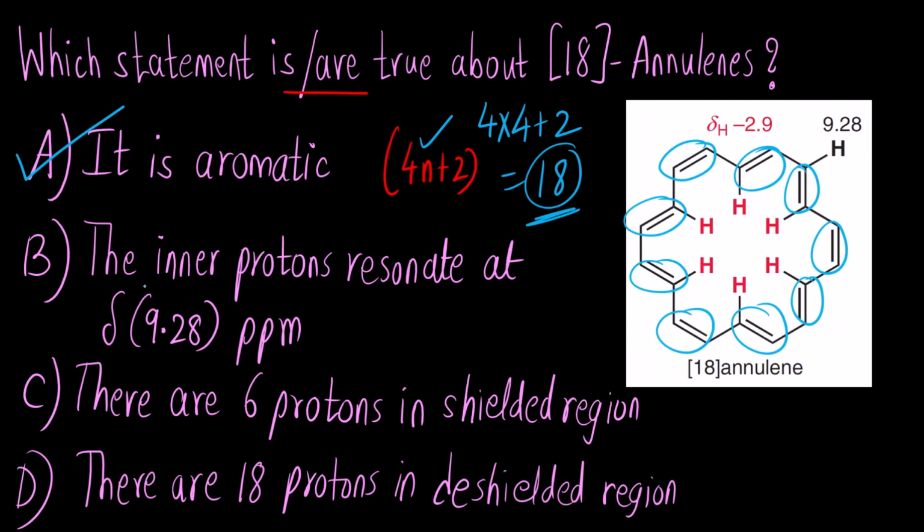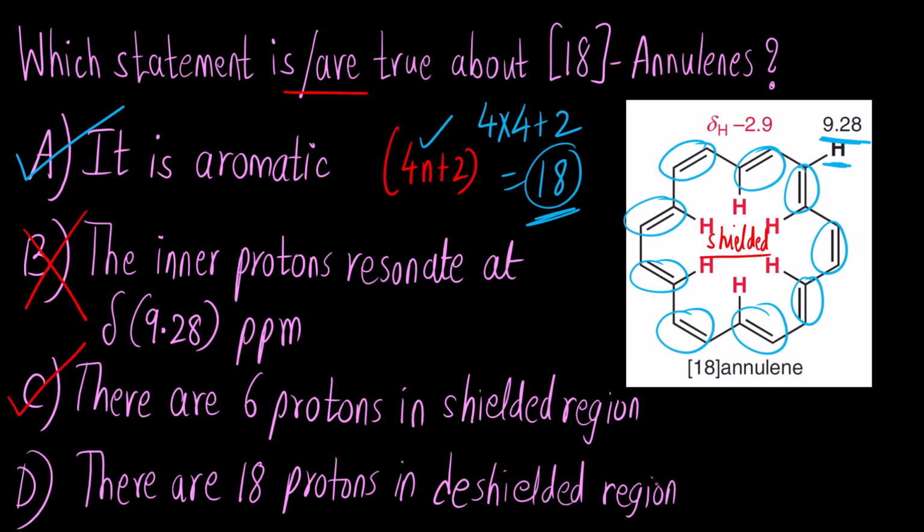Now the second option, the inner proton resonates at 9.28, that is incorrect. The black ones, that is the outer protons, resonate at 9.28 ppm. So B is incorrect. Now, there are 6 protons in the shielded region. The inner region we saw just now, the direction of the induced magnetic field is opposite. So they are shielded. Shielded means lower chemical shift. So option C is correct.